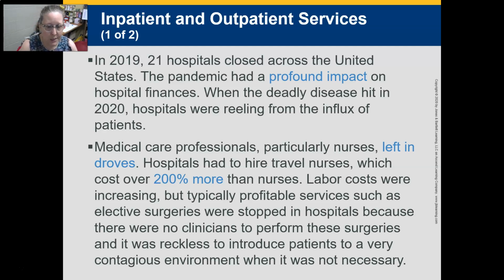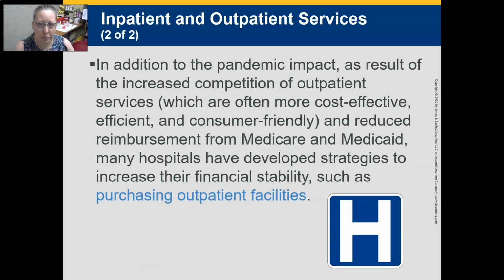Hospitals had to hire travel nurses, which cost over 200% more than nurses. Labor costs were increasing, but typically profitable services such as elective surgeries were stopped in hospitals because there were no clinicians to perform these surgeries, and it was reckless to introduce patients to a very contagious environment when it was not necessary. And so this kind of perfect storm happened, and it really had a huge impact on these hospitals and on staffing and on healthcare in general.